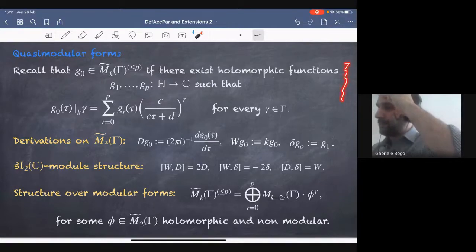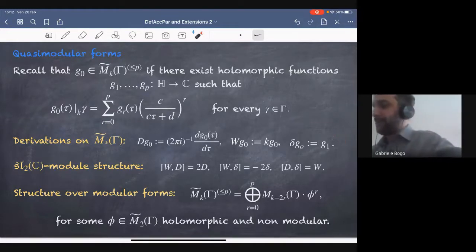So quasi-modular forms are functions of this form here, a holomorphic function on the upper half plane, which has a weaker, relaxed transformation property with respect to the action of the group gamma on the upper half plane. They transform in this way. So if G were a modular form, you would forget about these terms here and just have a modular form G0 here. Quasi-modular is something that transforms like a polynomial in c over c tau plus d with modular coefficients. And from a certain point of view, this space is better behaved than the space of modular forms.